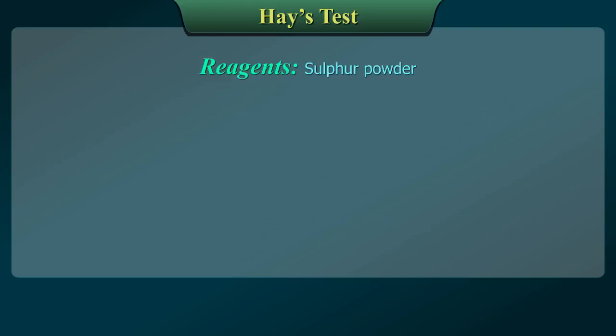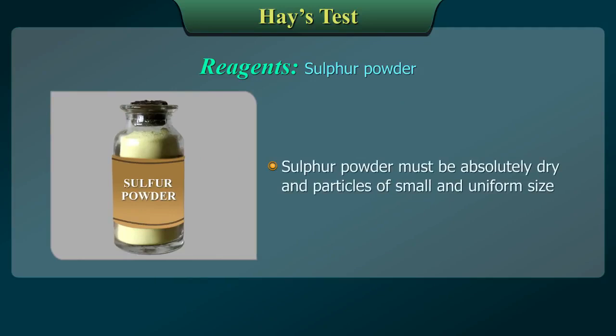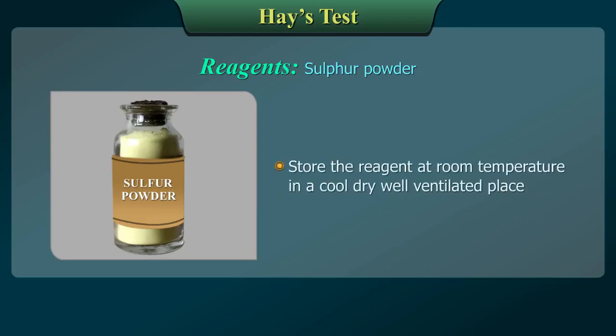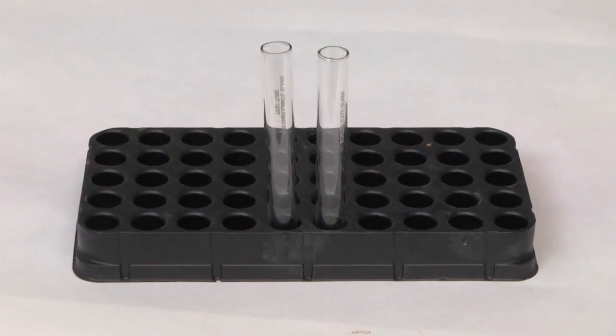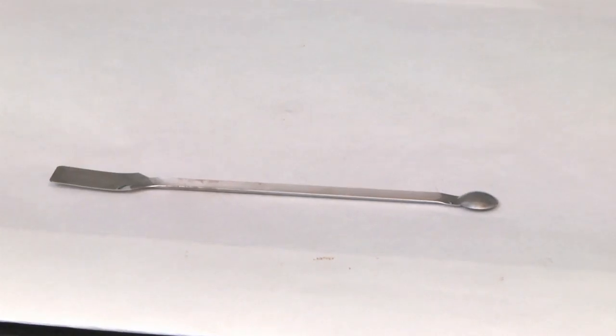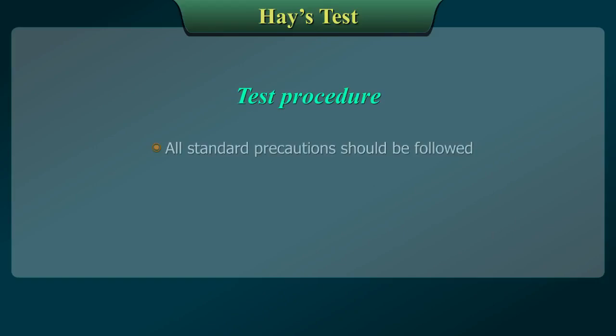Reagents: sulfur powder. The sulfur powder must be absolutely dry and the particles small and of uniform size. Store the reagent at room temperature in a cool, dry, well-ventilated place. Equipment: test tubes of dimensions 15 by 125 millimeters. Spatula. Test tube rack.